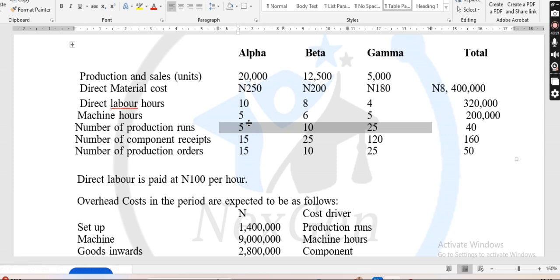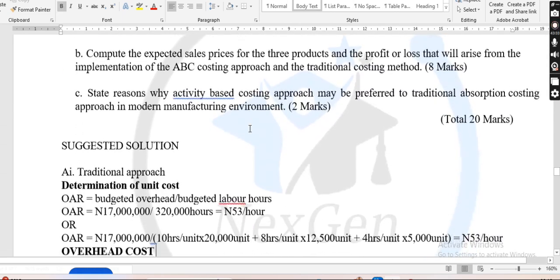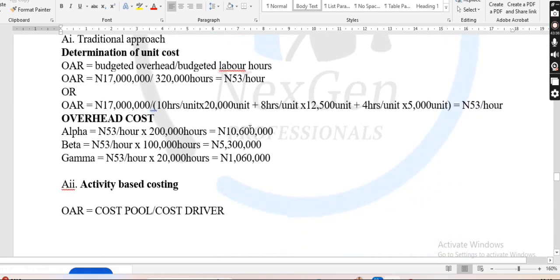You need to add everything together, please, so that you get your total number of production runs, class. Now, since 40 is given, let's move on with that, right? So there's no need for us to add it again. You can do that at your leisure time.